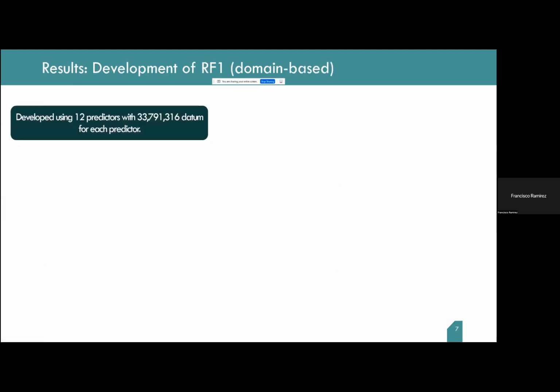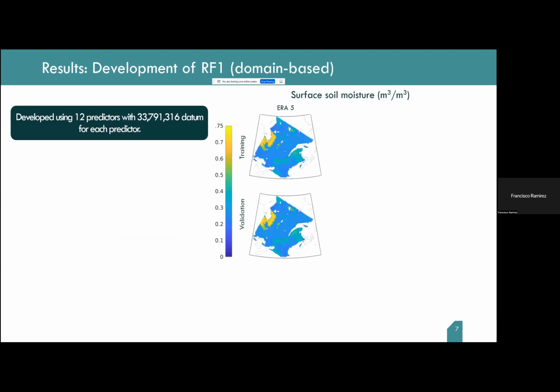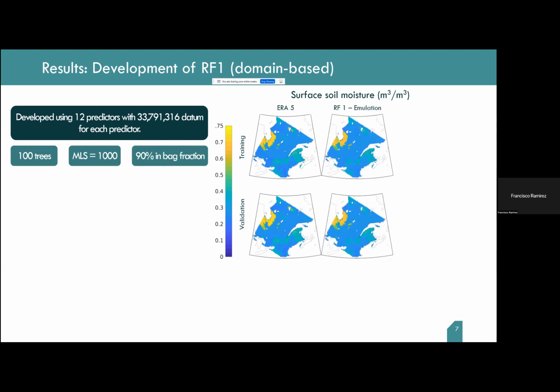Okay, for the development of RF1, we use 12 predictors, each with over 33 million points. In the images, I'm showing surface soil moisture from Euro 5, which was used in training. 100 trees compose the random forest. Minimum leaf size is 1,000, and the impact fraction is 90%.